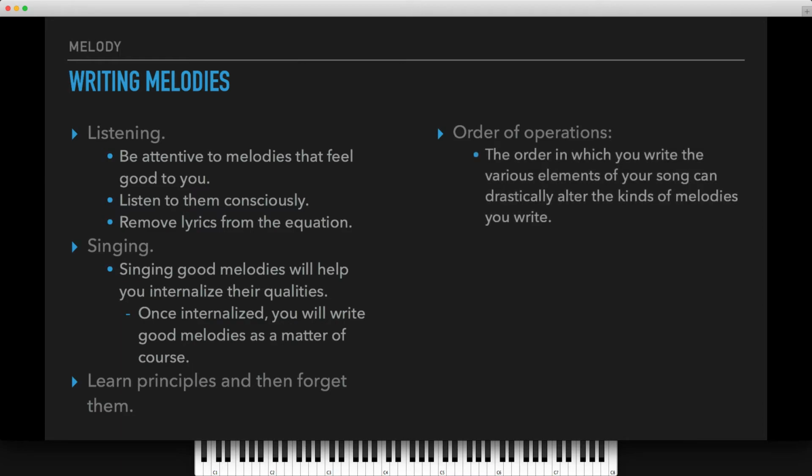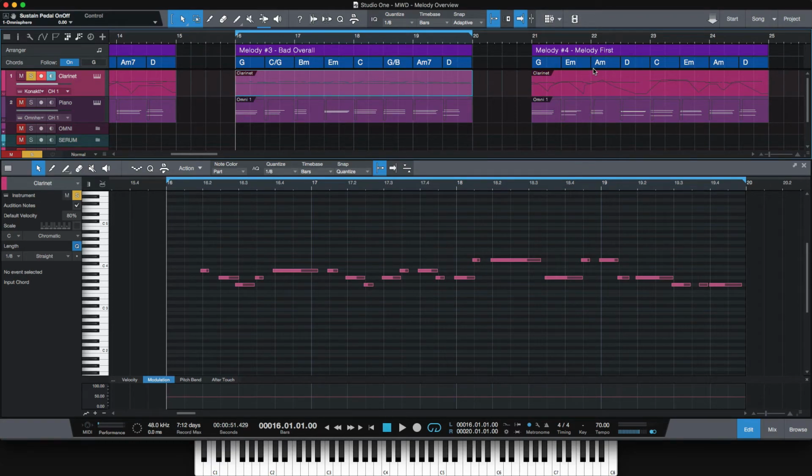So order of operations. The order in which you write the various elements of your song can drastically alter the kinds of melodies you write. For example, come back here again. So these melodies that we've been hearing, I wrote the chords first. I wrote the harmonic progression, this one here, G, C over G, B minor, E minor, C, G over B, A minor 7, D, so on. If you don't understand these names right now, it doesn't matter. We will get to it in the next week. But for now, it's important to know that I wrote the chords first. Then as the chords were playing, I began writing my melodies on top. So that was a certain order of operations, beginning harmony first, melody second.